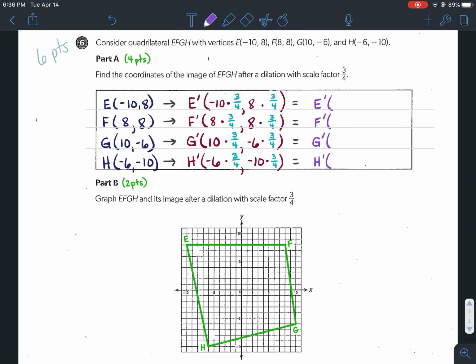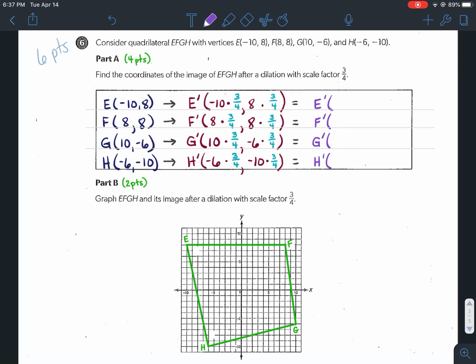Understanding Dilations, Worksheet 20, question number 6. Consider a quadrilateral EFGH with vertices E (-10, 8), F (8, 8), G (10, -6), and H (-6, -10). For part A, find the coordinates of the image EFGH after dilation with a scale factor of 3/4.